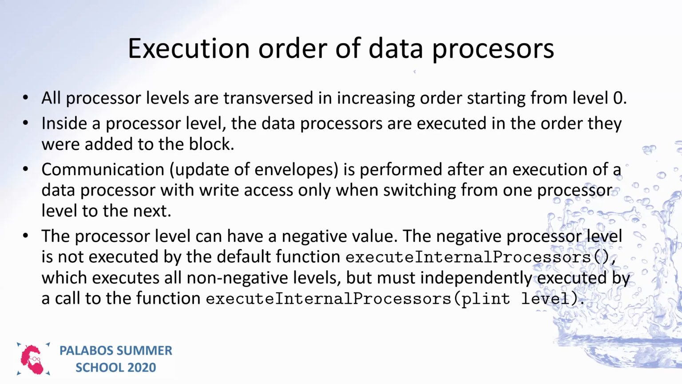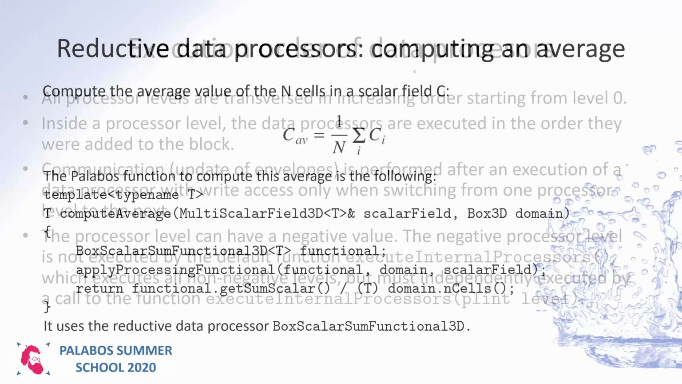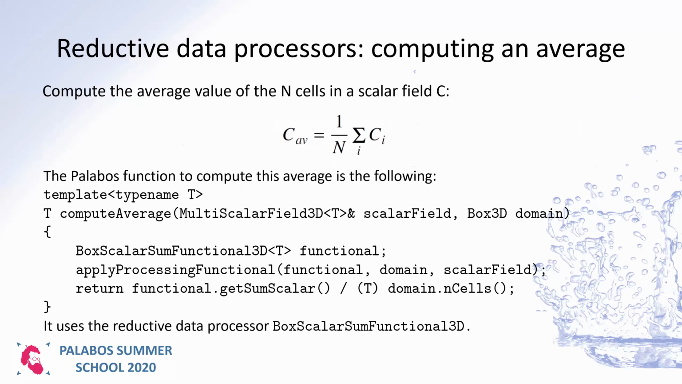Is there any other question? Then I will just switch to the final topic, which is reductive data processors. Now, reductive data processors are normal data processors. Whatever you do in a data processor, you can also do it in a reductive one. But it has additional capabilities, which is to compute global reductions. For example, a sum over values which are attached to every cell.